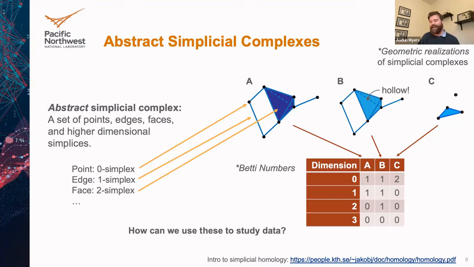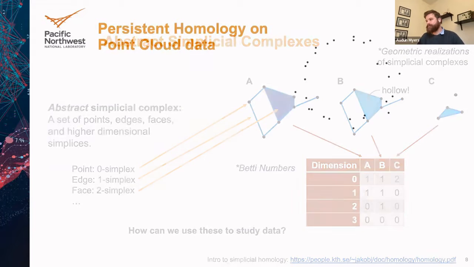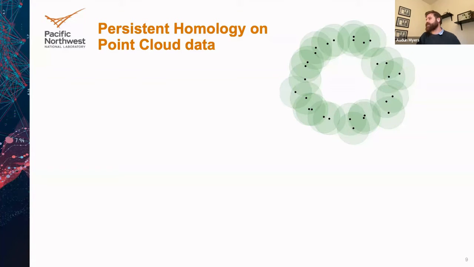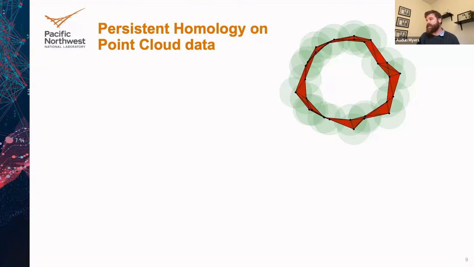But we still haven't answered the question: how can we actually use these to study real data? So let's look at just a simple toy example. Let's say I have this point cloud data, and it's obviously a circle. Any of us can see that, it's a circular shape, but I want to quantify that circular shape and measure it. Well, one way of doing that is using the Vietoris-Rips complex that I mentioned earlier. So we draw a sphere around each of these points of a certain radius, and then we construct the abstract simplicial complex from this. This is based on when these spheres intersect: when 2 of them do, you add an edge, and if 3 of them intersect, you add a face, and so forth.